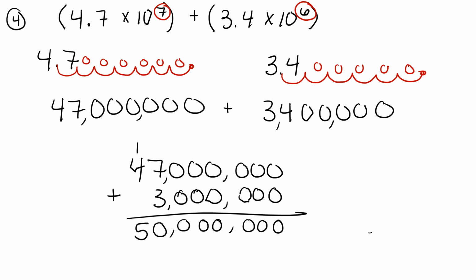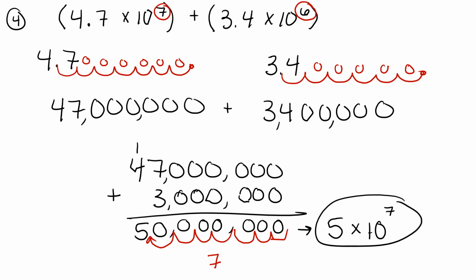We take that answer, we move the decimal point back towards the front, 3, 4, 5, 6, 7 times. And we rewrite our answer in scientific notation. 5, or 5.0, times 10 raised to the 7th power.